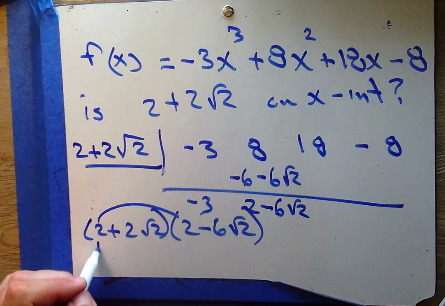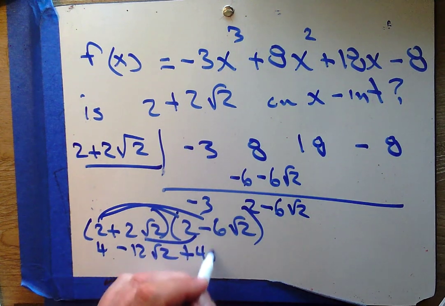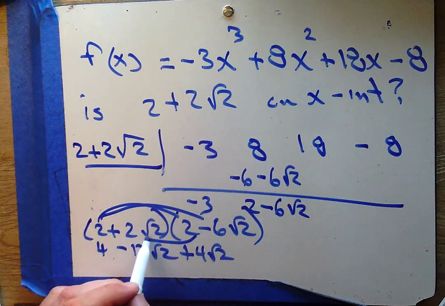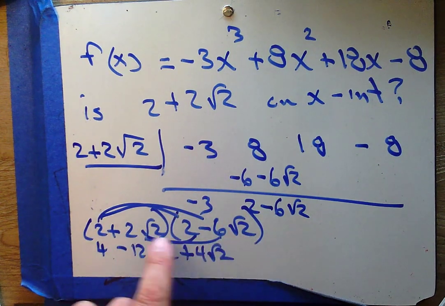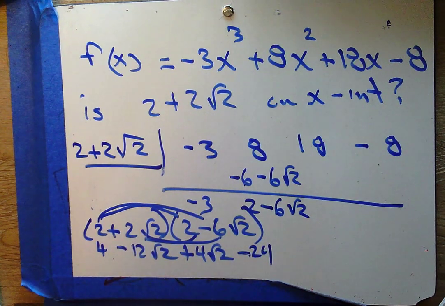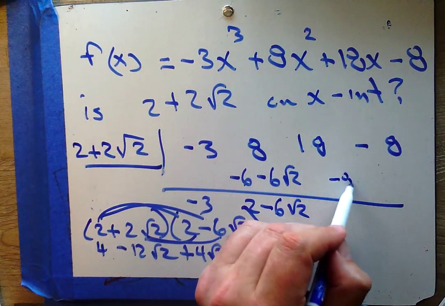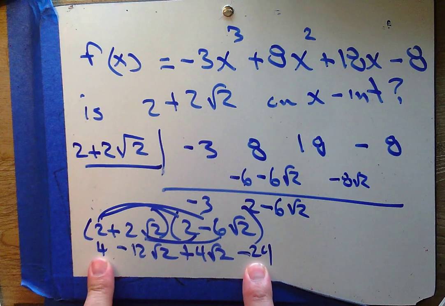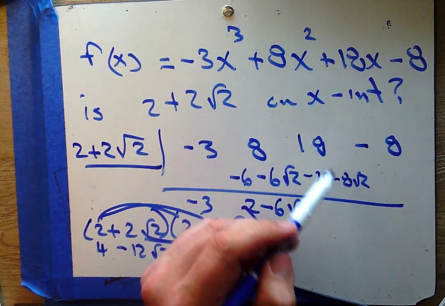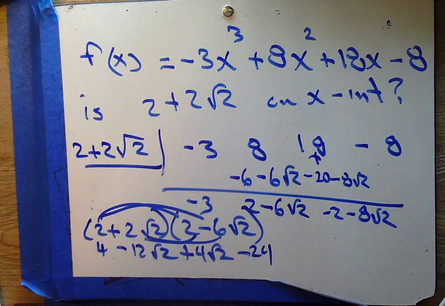So, FOILing. 4 minus 12 root 2 plus 4 root 2. I did that, and I got to do that one still. Root 2 times root 2 is 2 times negative 12, so negative 24. Okay, these are going to combine to be negative 8 root 2, and these are going to combine to be negative 20. So then I combine these. And remember, we're adding, so we have negative 2 minus 8 root 2.